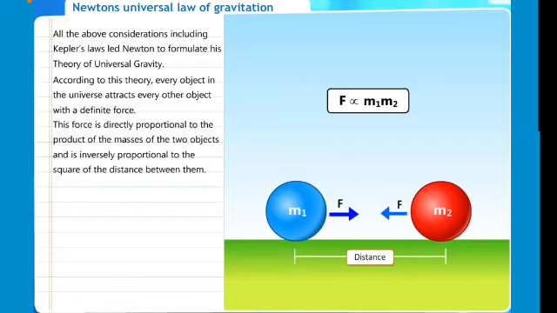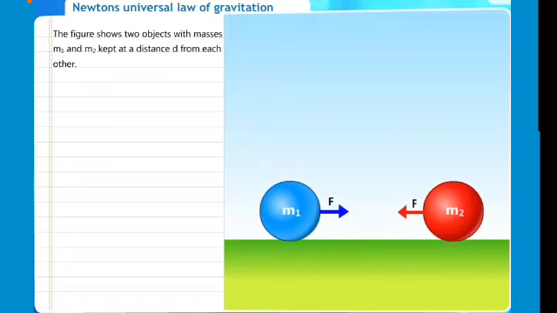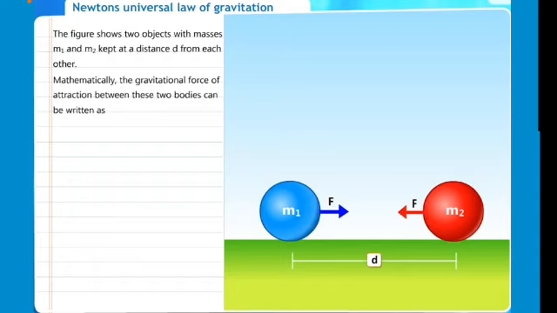This force is directly proportional to the product of the masses of the two objects and is inversely proportional to the square of the distance between them. So F is directly proportional to m1 m2 and inversely proportional to the square of the distance. The figure shows two objects with masses m1 and m2 kept at a distance d from each other.